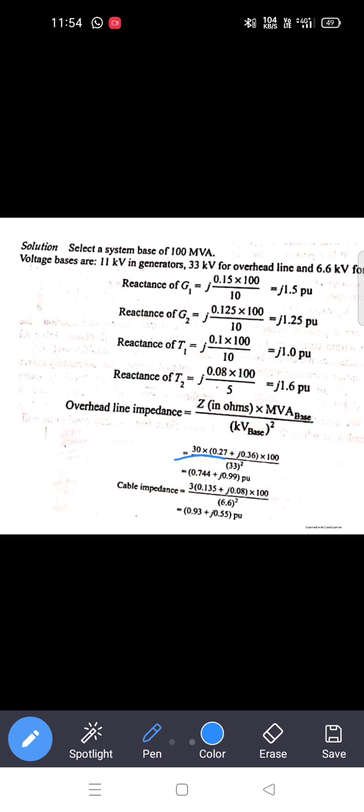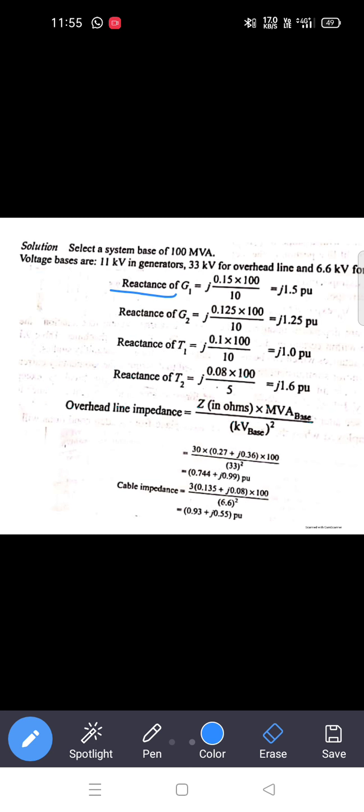The voltage bases are also defined. Now, for the reactance of generator and transmission, the main equation is that the per unit reactance equals the reactance in percentage, into the base MVA, divided by the actual MVA rating, the percentage of reactance which we are taking.